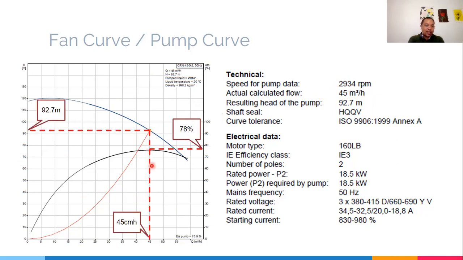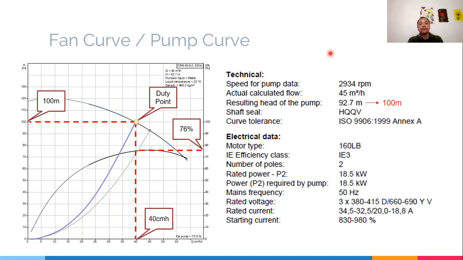So if you put a line down, you'll see 45. If you put a horizontal line from the duty point, you'll see 92.7. And from the intersection of your vertical line and your efficiency curve, you will be able to get a motor efficiency of about 78%. So that means 78%, the remaining 22% will be your losses, from electrical energy converted into heat energy.